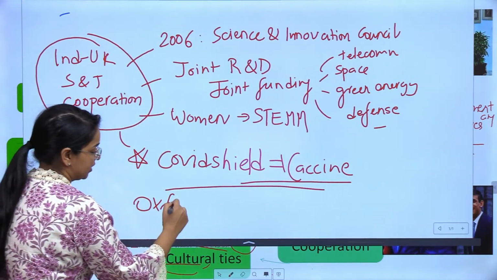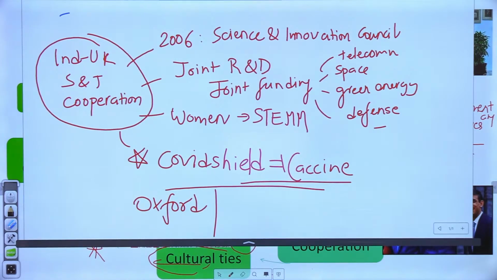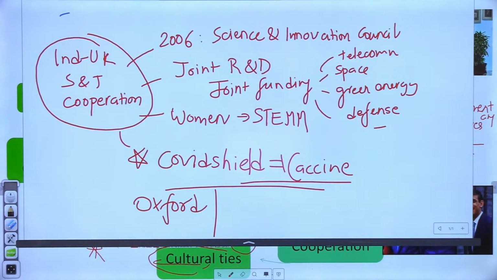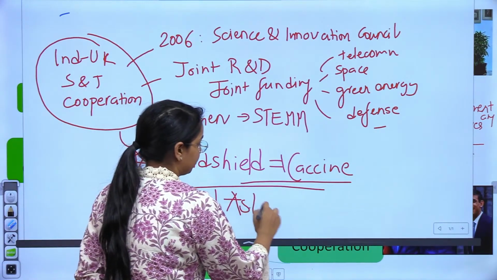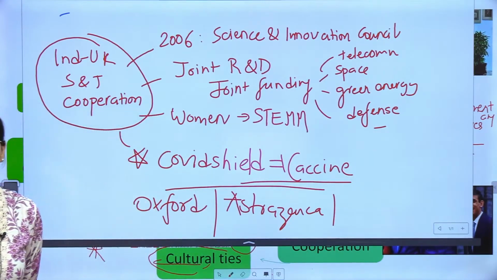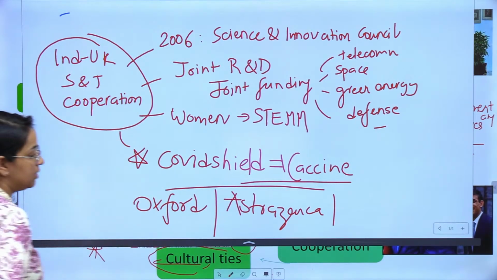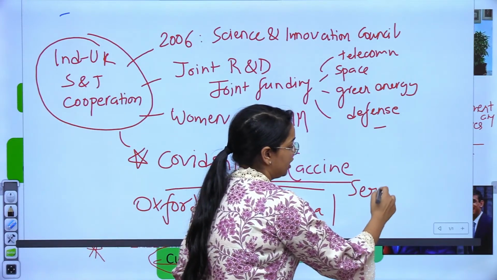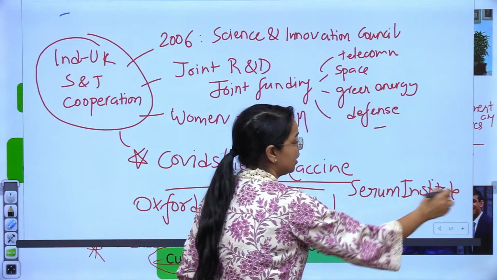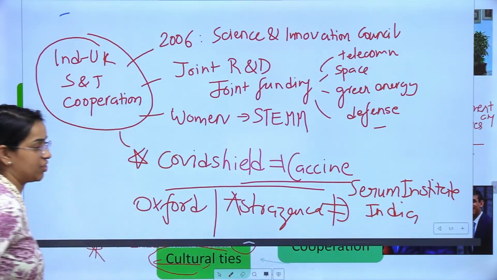ऑक्सफोर्ड ने इस पे रिसर्च की. The University, Oxford University came out with the research and development for a vaccine on COVID, right? Then AstraZeneca, the important company of UK, that was the industrial force behind the development of this vaccine. And then the Serum Institute of India is the important manufacturing partner of AstraZeneca.